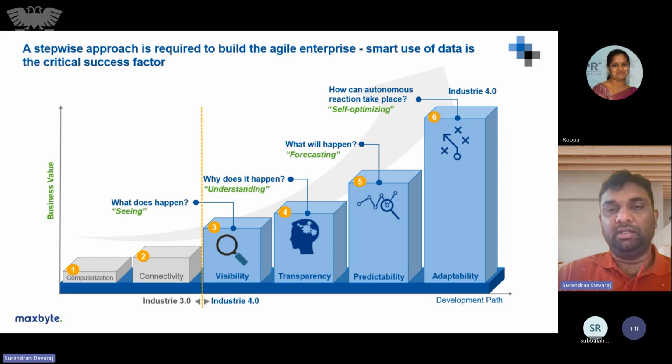Earlier, even some time back, people used to record the OE, the overall equipment effectiveness, manually, the energy meters and energy consumption manually, and they used to do calculations manually for their particular KPIs. So now we are able to see the data, what is happening in the system. Once we are able to see the data, we go for the next maturity level, that is transparency, where we can understand why it is happening.